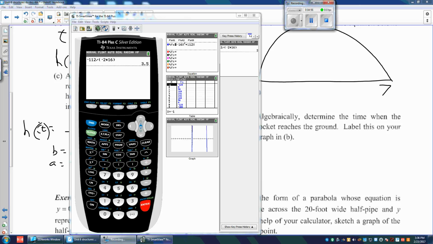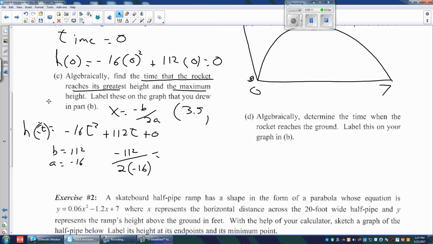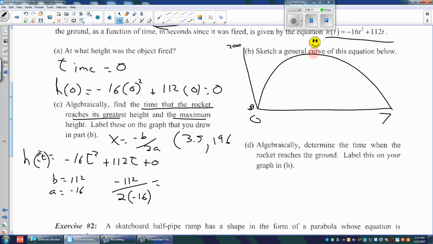I can type 3.5 into the equation, or I can use second table set, start at 3.5 and look at the table, and it'll give me the answer at 196 feet. See, it wasn't 192 feet, it was 196 feet. How did I know that? Because you can't have the symmetry there. It can't be 192 and 192. It gives you a flat top.